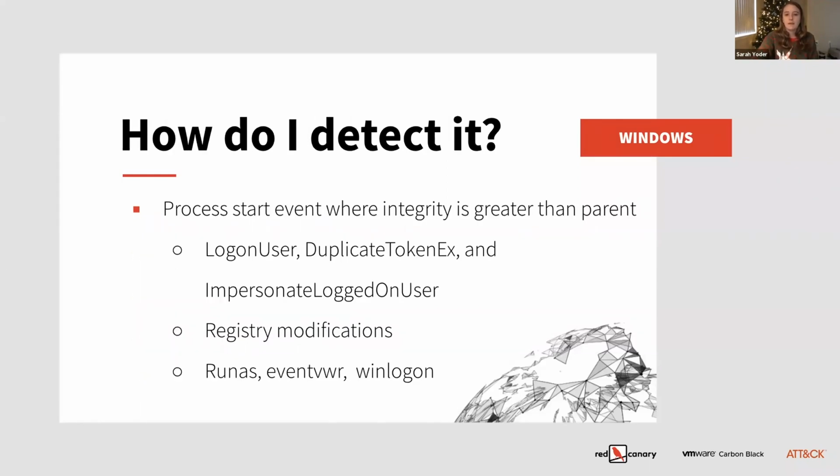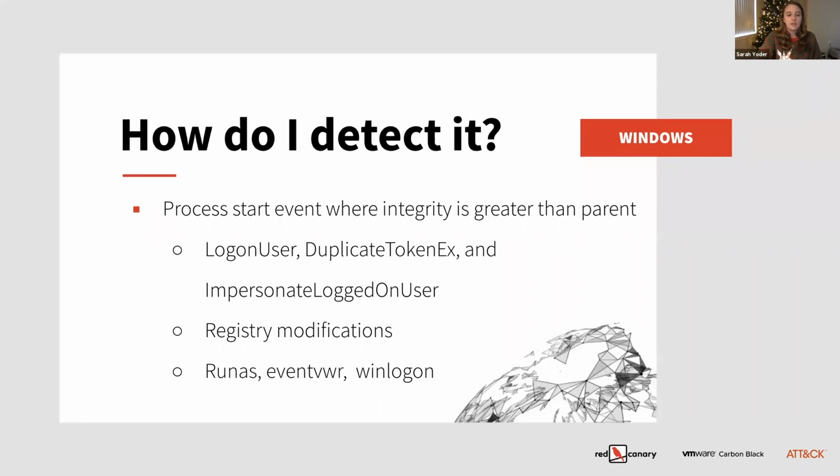I would imagine most people are familiar with David Bianco's Pyramid of Pain, with behaviors being up at the tippy top. So I want to focus on that for just a second. That first bullet that I've listed is a behavior-based detection. And so we can capture this with process integrity levels. Essentially, if a process starts and then a child process with a higher integrity level than the parent is found, then that's probably an indication of privilege escalation.